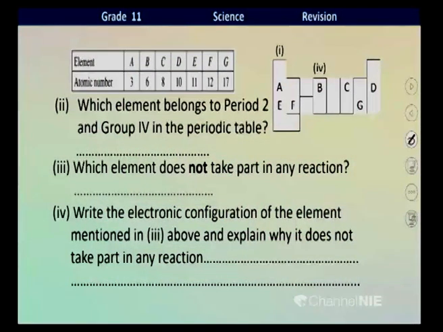No problem. Right. Next. Which element belongs to period 2 and group 4? Here in this periodic table, children, this is period 2. Group 4 is this. Then what is the answer? B. B is the answer. Real element is carbon.